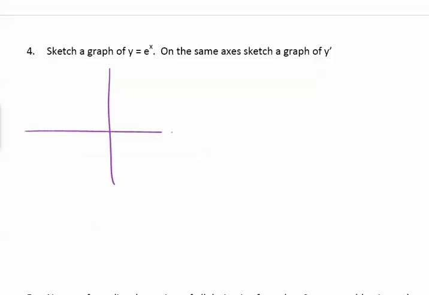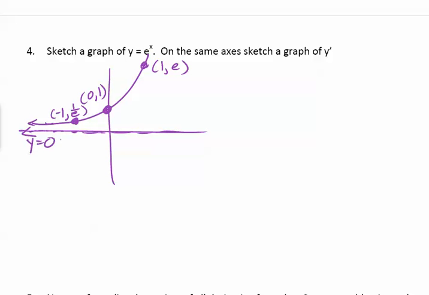Sketch a graph of e to the x. I think we've now done this several times. So our key point on any exponential function is 0, 1. So we know that at 1 we're up here at e, and at negative 1 we are at 1 over e, and we have a horizontal asymptote of y equals 0 for an exponential function. And we've done this several times now.